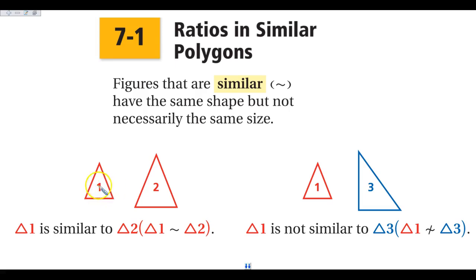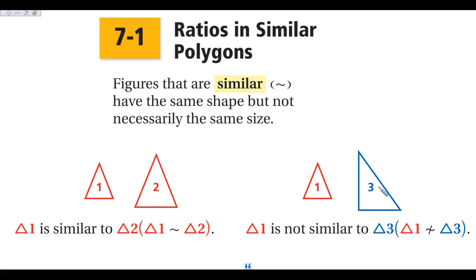So if we look over here at triangles 1 and 2, they look like they're both isosceles triangles. They look like they're the same shape. It's just that 2 looks bigger than 1. So those would be similar. If we look over here at 1 and 3, this triangle 1 is the same as this triangle 1. But notice that this looks like it's isosceles and this is right. These are not the same type of triangle. They are not the same shape, and they are different sizes, so they are not similar.